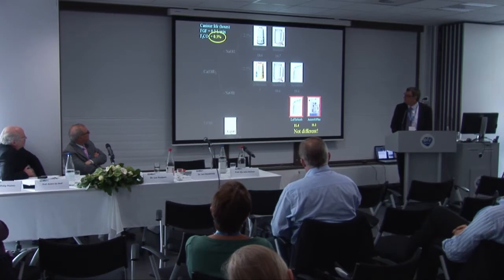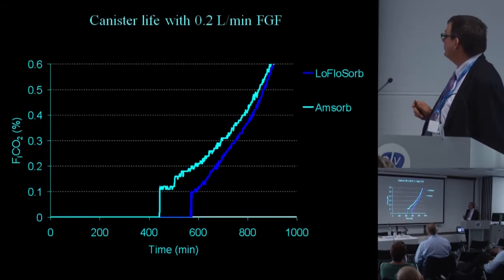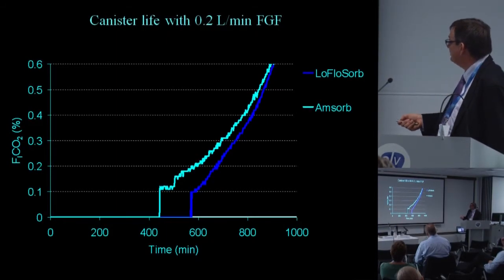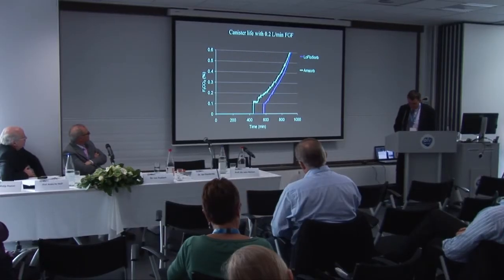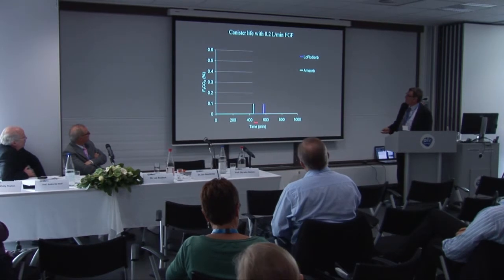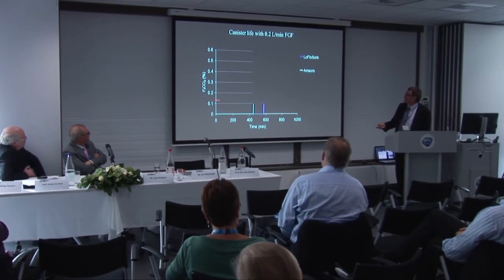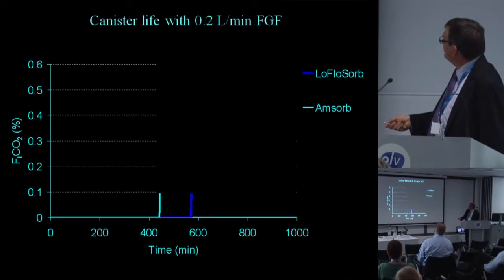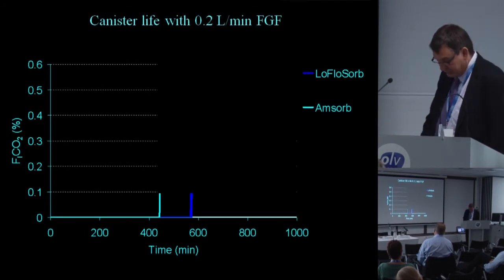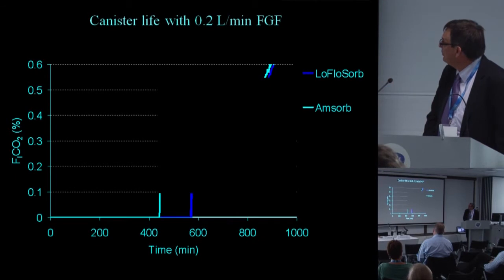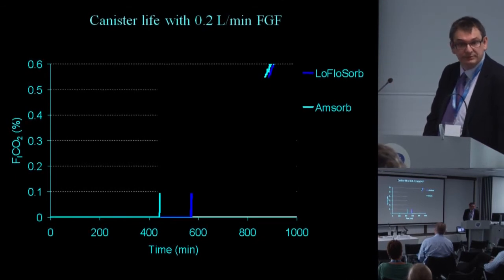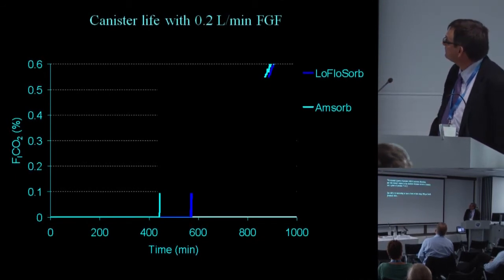Why is that? Well, in order to understand, we have to have a look at the pattern once the canister starts to exhaust. So this one is the low flow SORP, the MSORP. If I replace the canister when I get 0.1%, the MSORP has a shorter canister life than the low flow SORP. But if I accept 0.5, they become similar with regard to canister life.